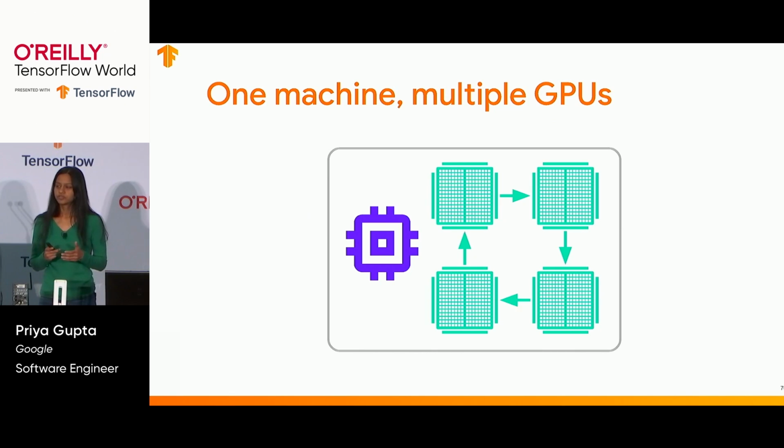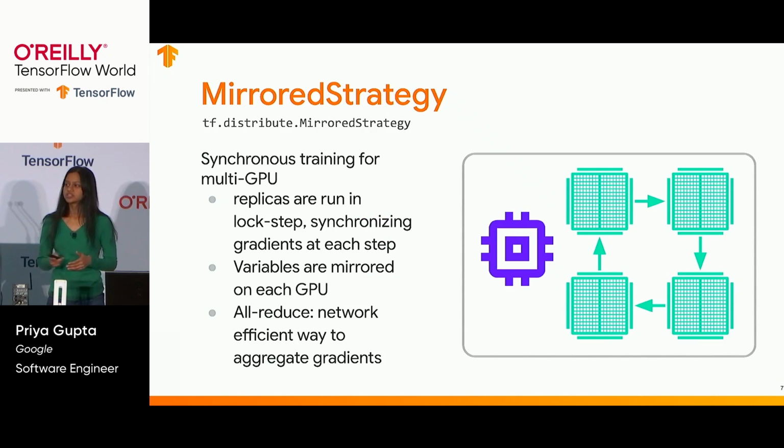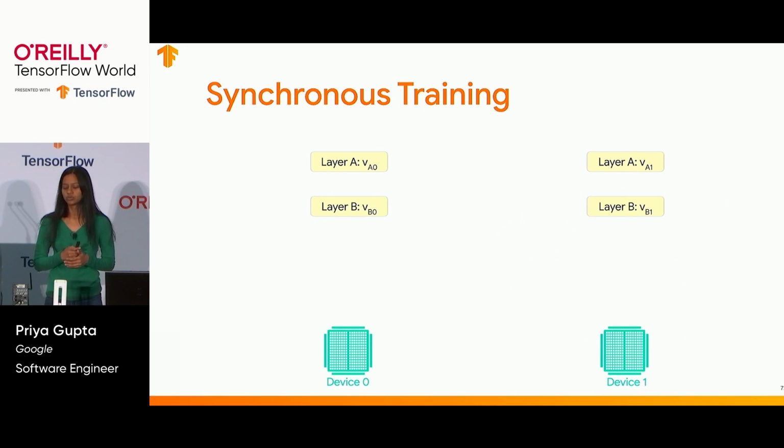So let's begin. The first use case we'll talk about is if you have a single machine with multiple GPUs and you want to scale up your training to this situation. For this setup, we provide mirror strategy. Mirror strategy implements synchronous training across multiple GPUs on a single machine. The entire computation of your model would be replicated on each GPU. All the variables of your model would be replicated on each GPU as well, and they will be kept in sync using all-reduce. Let me go through step by step to talk about what this synchronous training looks like.